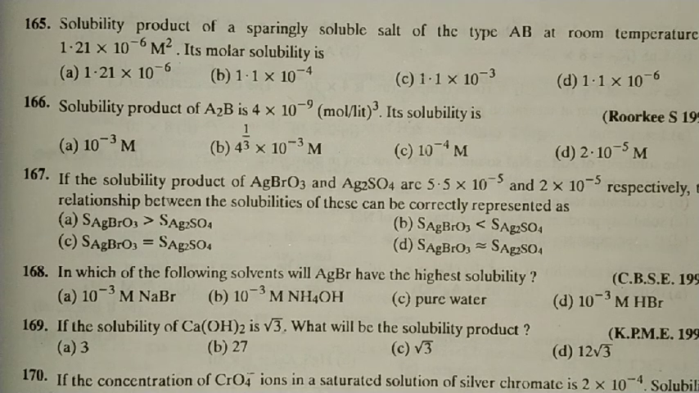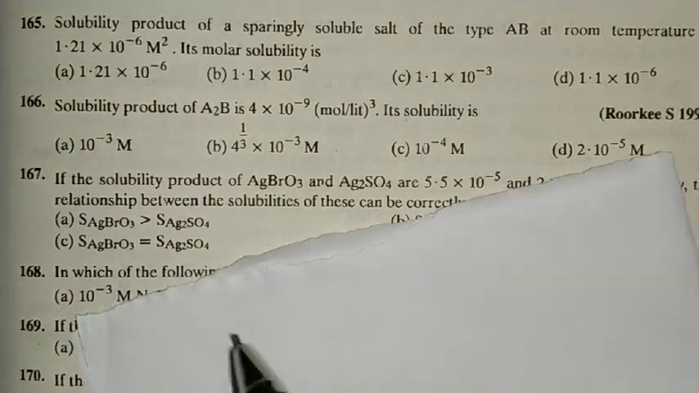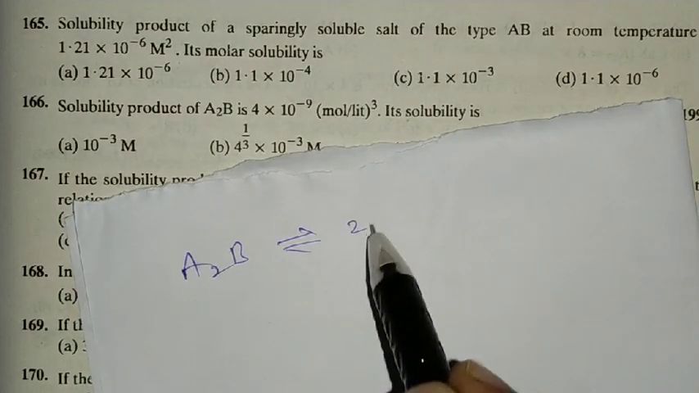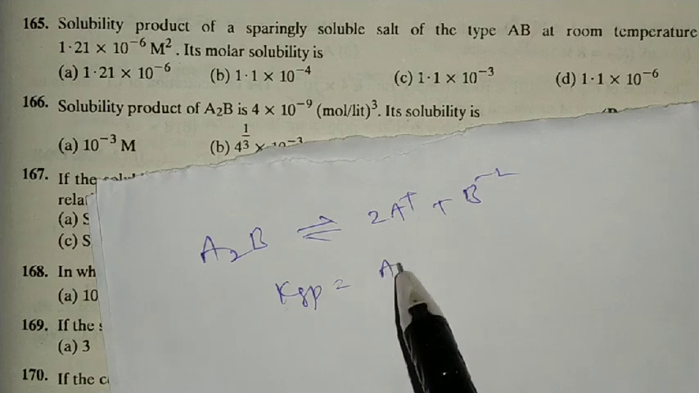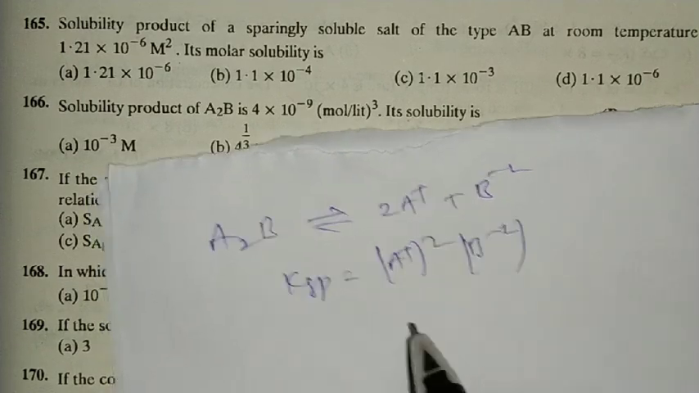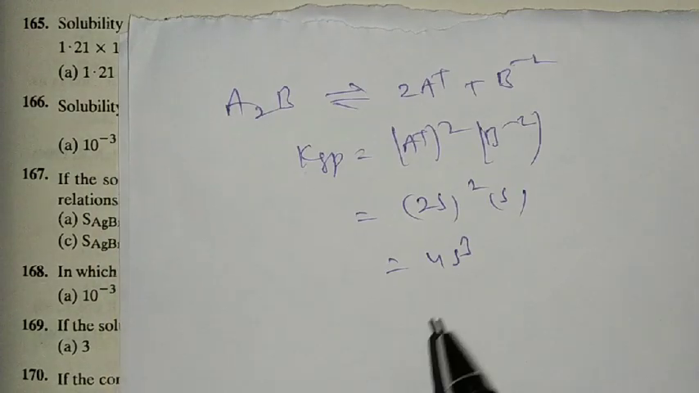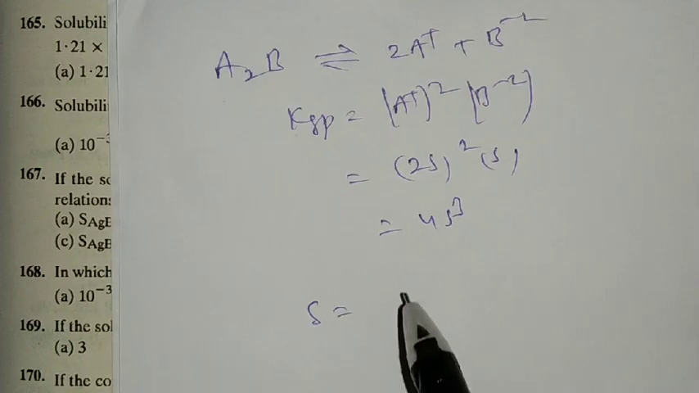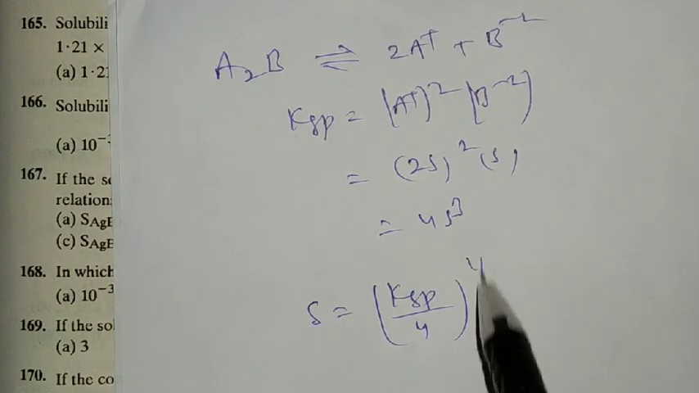Look at the next question. The solubility product of A2B is 4 × 10^-9 (mol per liter)^3. Its solubility is? Again, what type of salt is it? It is A2B type. A2B splits into 2A+ and B2-. Then Ksp equals [A+]² [B2-], which is (2S)² × S, that is 4S³. This is the relation between solubility and solubility product of A2B type salts. Then S equals (Ksp/4)^(1/3).